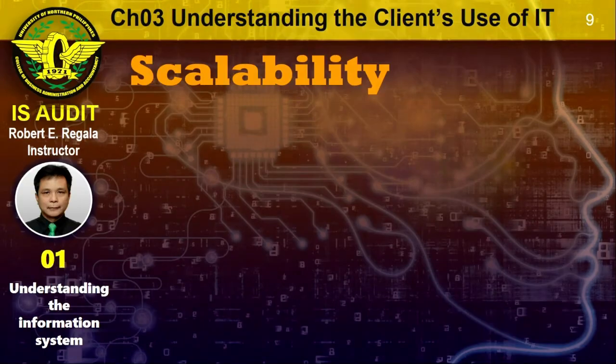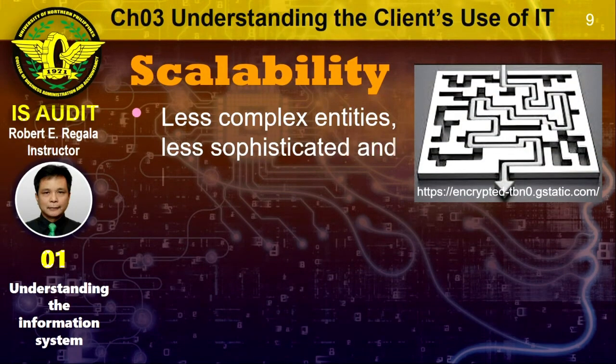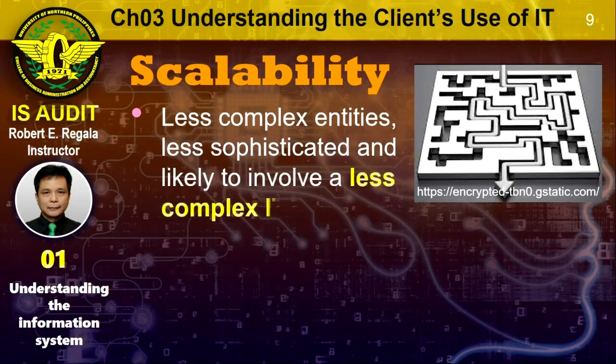Scalability. The information system and related business processes in less complex entities are likely to be less sophisticated than in larger entities, and are likely to involve a less complex IT environment. However, the role of the information system is just as important.